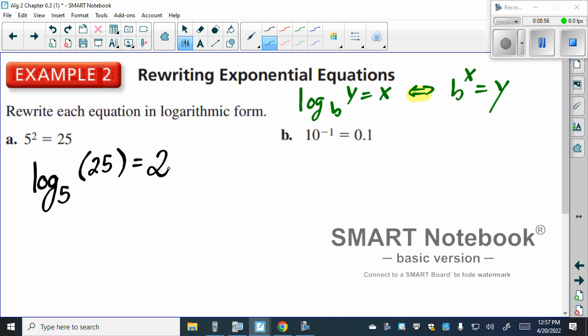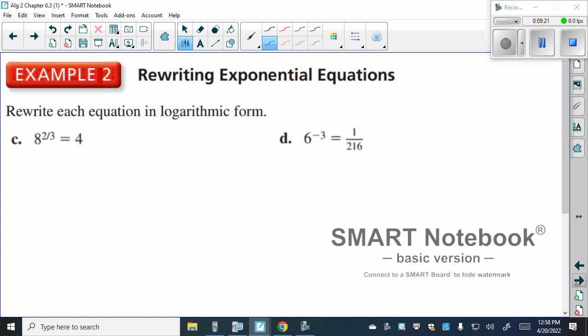What would we do for the next one? Log of what? Of what is equal to. And that's it. Any questions on these here so far? Let's look at the next one.